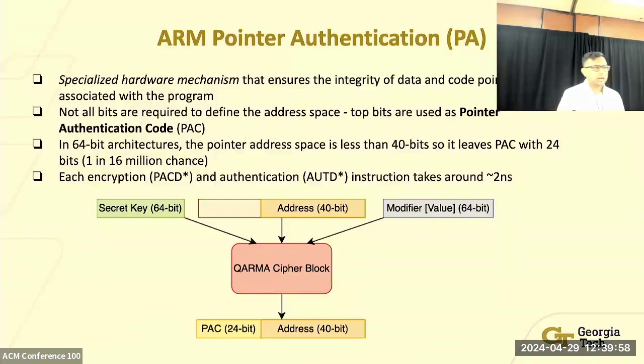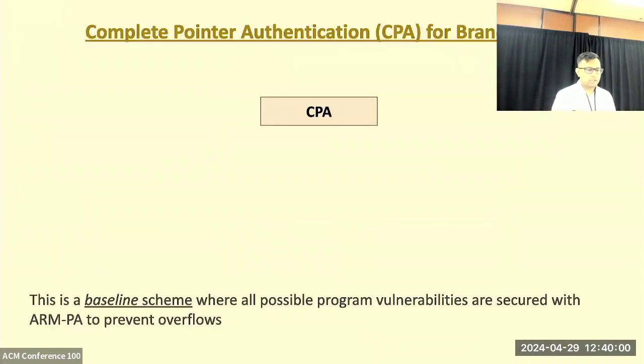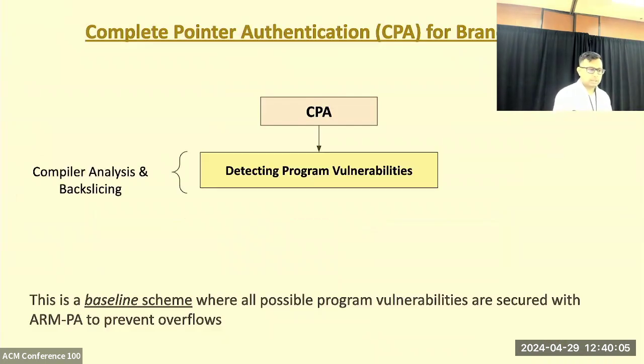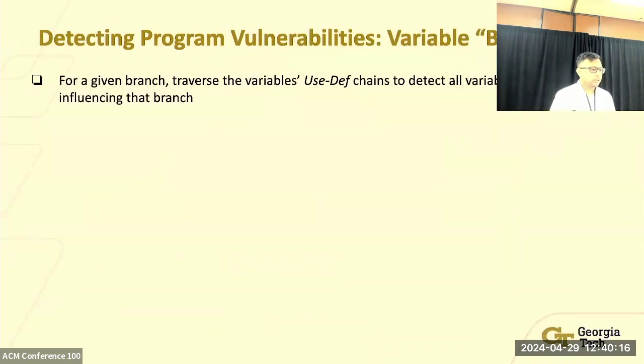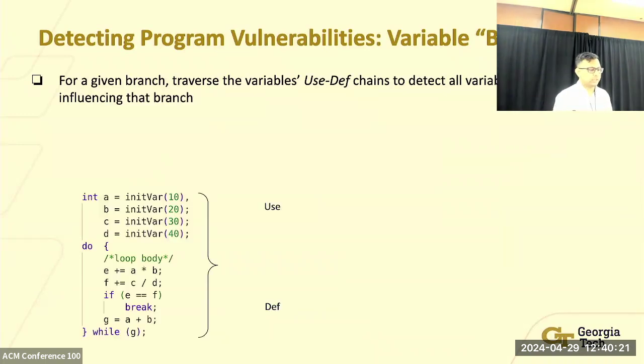So the first idea is a baseline idea, right? Basically, for all possible program vulnerabilities that can affect the branches, let's just encrypt and decrypt them. And the question is, how do you detect all these branch pointers and variables? So we do some compiler analysis to figure that out, and we encrypt and decrypt them along the way with ARM-PA. So for any given branch, we traverse the variables' use-def chains and detect all variables affecting the branch. For example, in this example, you have an if condition and a while condition, which will become branches. And so E, F, and G are particular variables you need to look at. So you backtrace E, you get A and B. You backtrace F, you get C and D. You backtrace G, you get A and B.